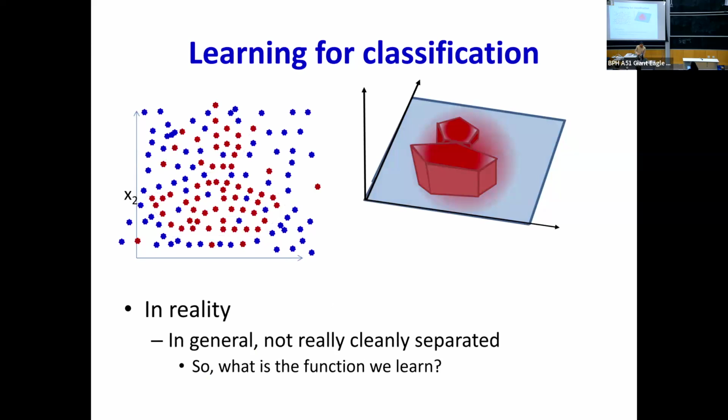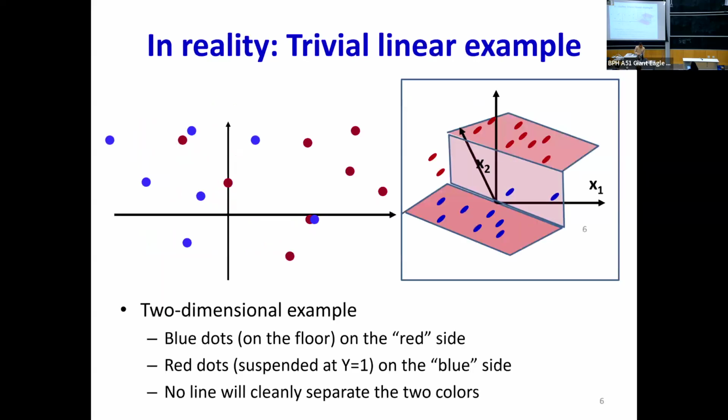But in real life, they're never going to be so cleanly separated. You will have some leakage. So you would have some blue dots inside the double pentagon and some red dots outside. And you must nonetheless learn the boundaries from these data. So how do we do it?